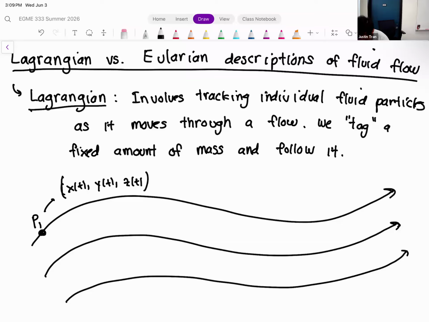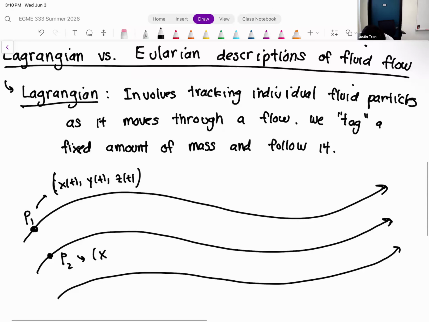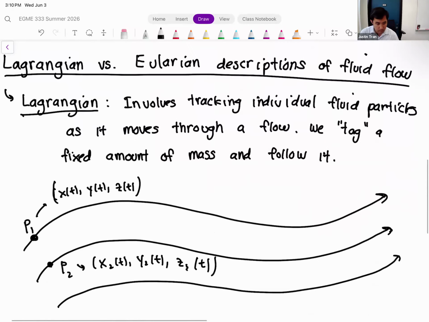And you can do this for multiple particles as well. You can have another particle, P2, which is going to follow a different path. Let's say we start P2 at a point that's slightly below. This is going to have its own x2 of t, y2 of t, z2 of t. And then you can generalize this even more for more particles.